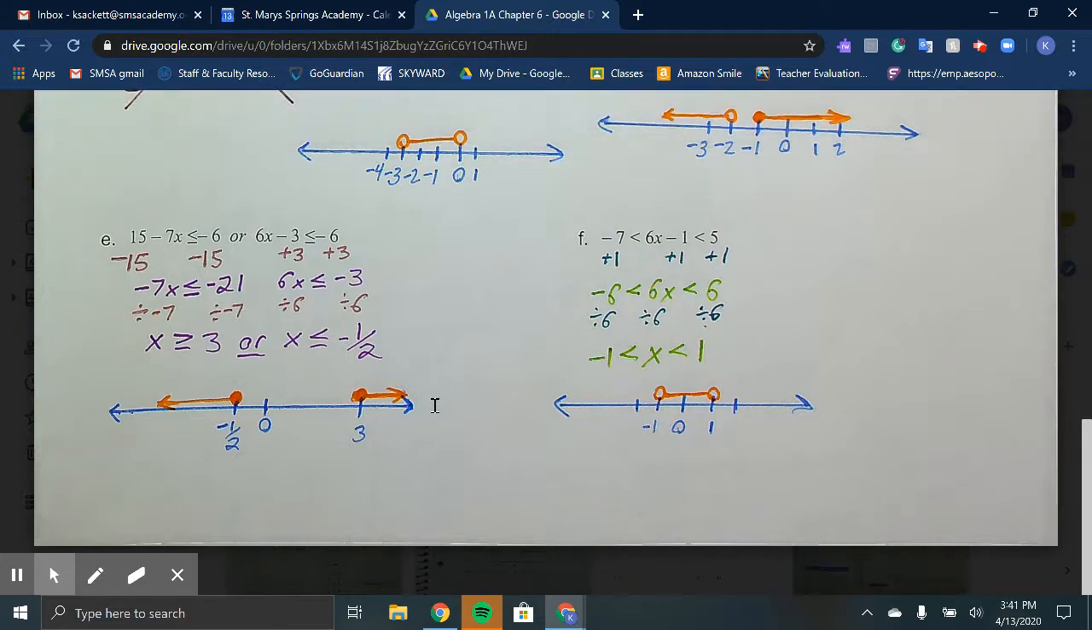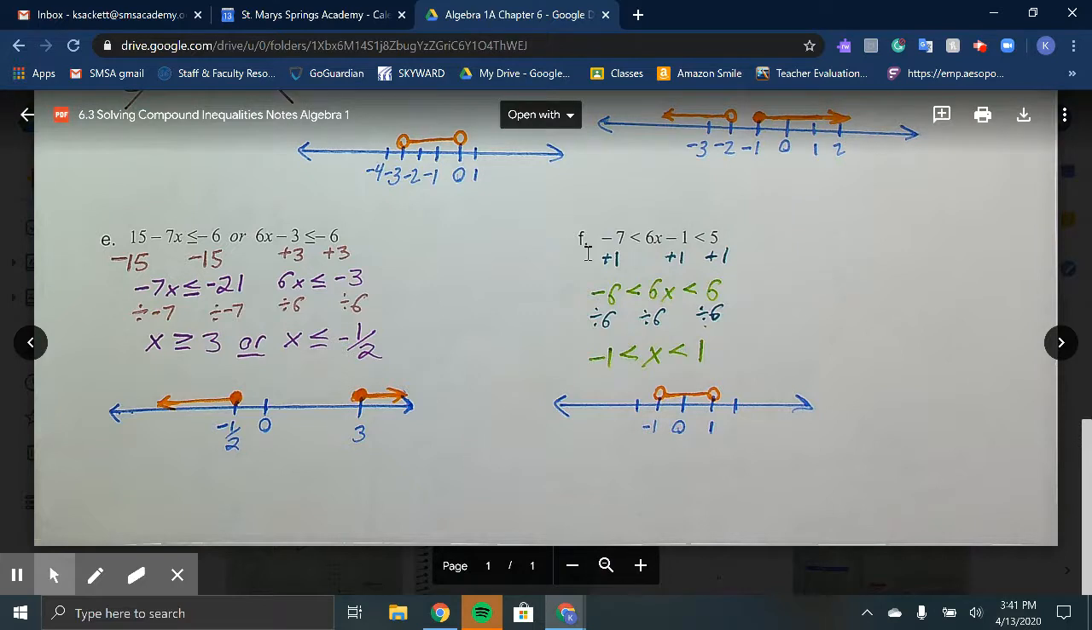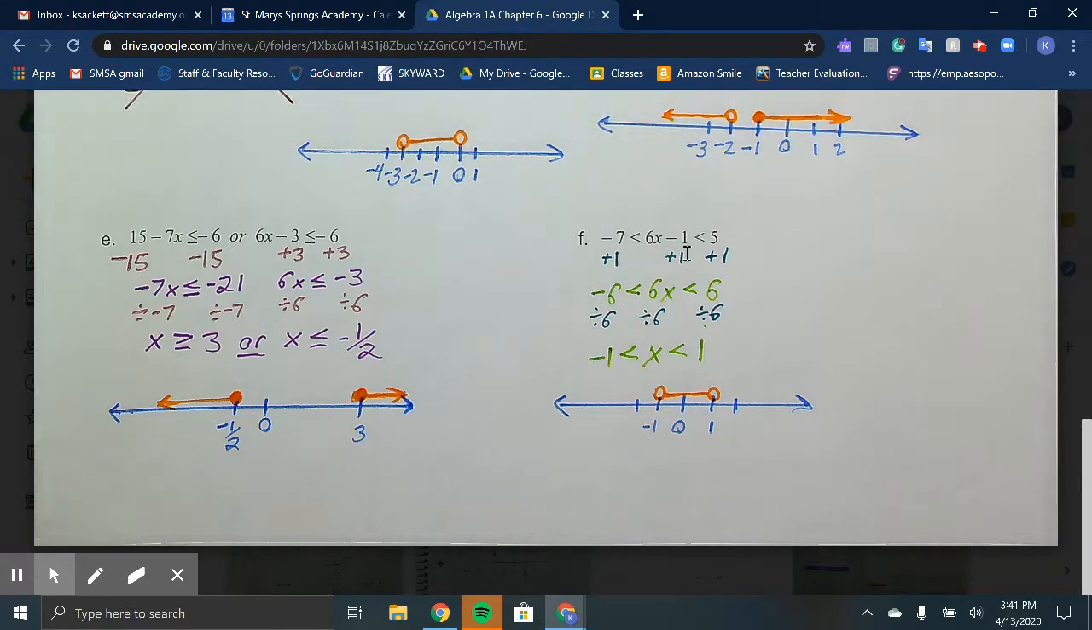And then our last example for today, we have 6x minus 1 is greater than -7 and less than 5. So we have to get x alone in the middle. So we add the 1 to all three parts.